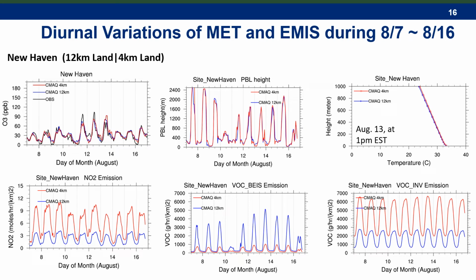New Haven is a land cell at both 12 and 4 km resolutions. The meteorological variables are almost identical between those two simulations. The NO2 and VOC emissions at 4 km are much higher than those at the 12 km platform.